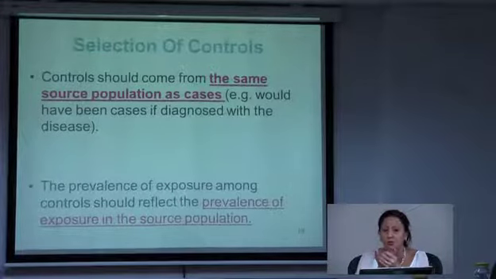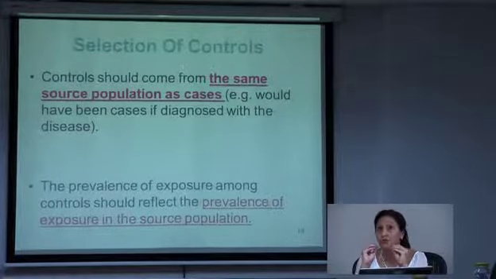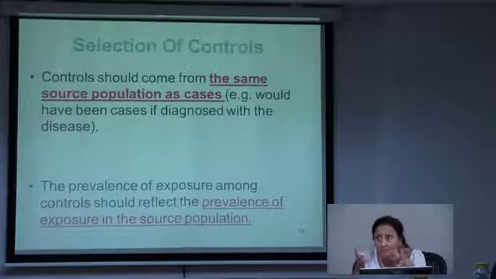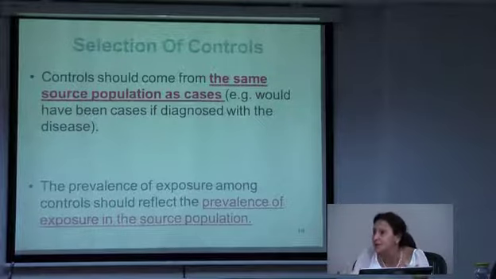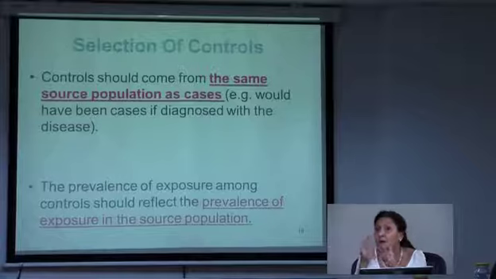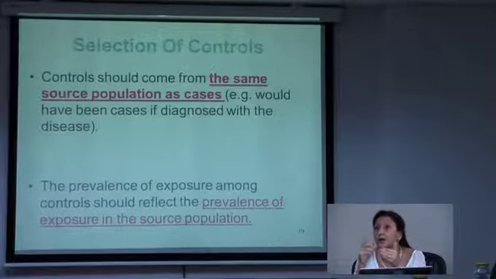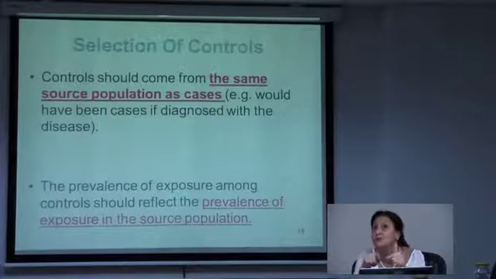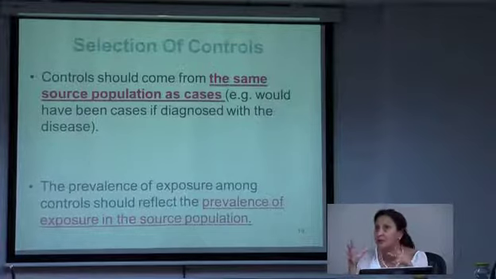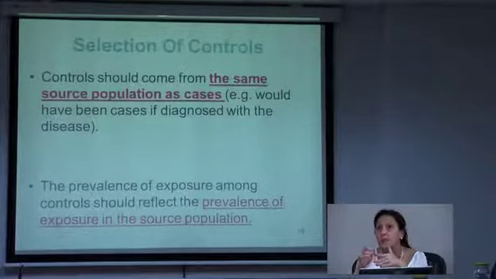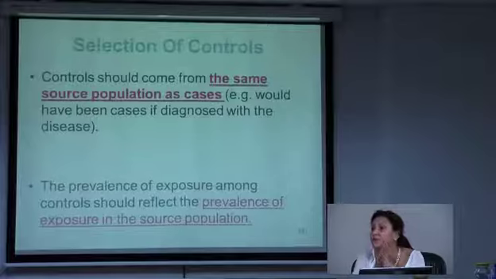So now the control. The most important thing is that conceptually they should come from the same source population as cases. If I'm taking controls from the population of Beirut, the cases, excuse me, the controls should come from an urban environment, the city of Beirut, where the cases have occurred. It's not only where they're coming from, but also from the same source population. So the prevalence of exposure among the controls should reflect the prevalence of exposure in the source population.